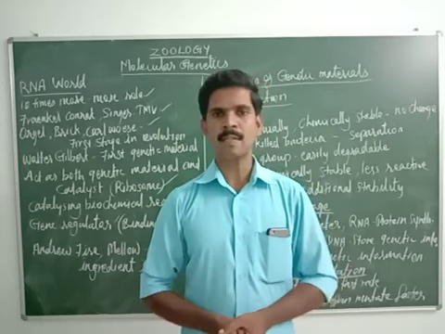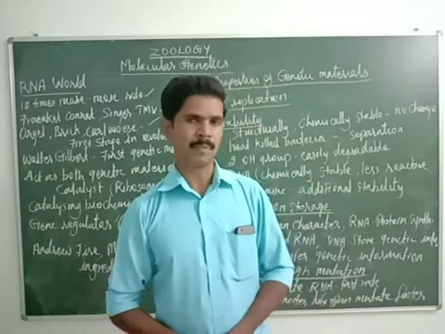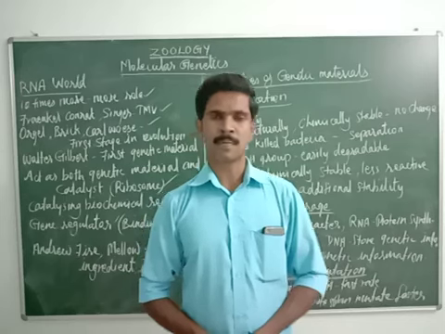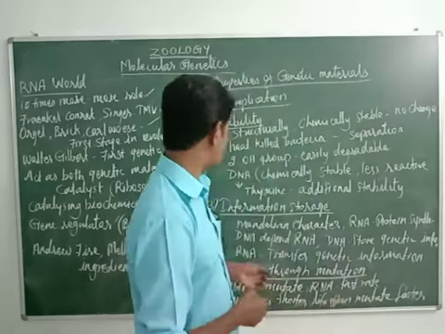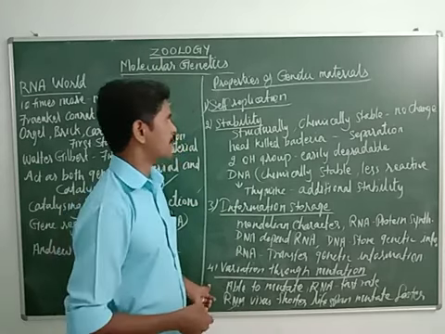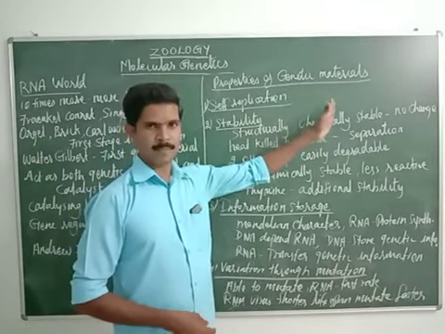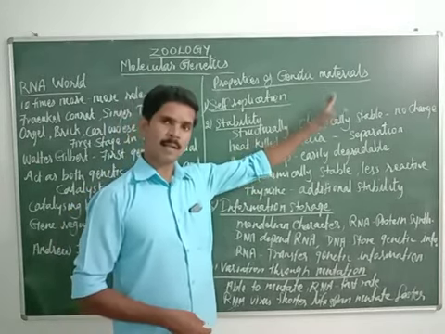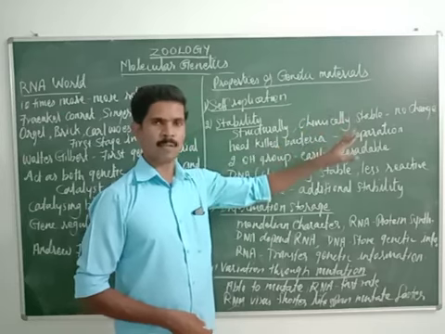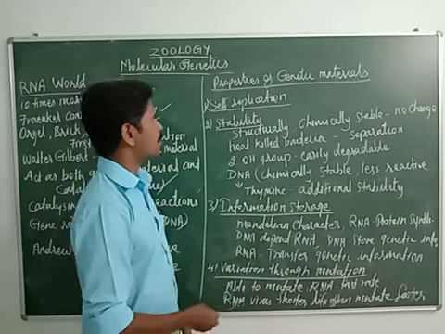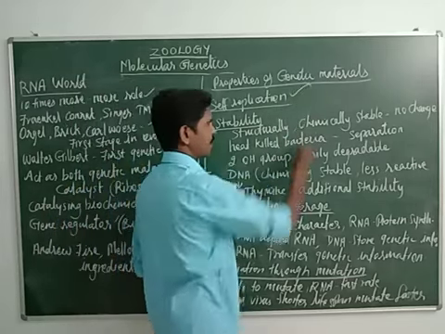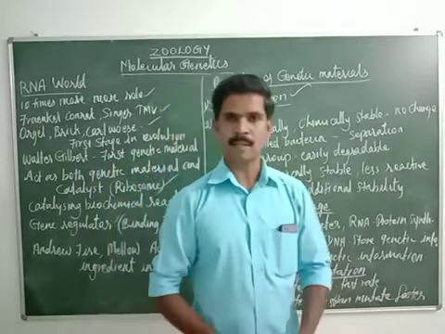But the genetic material should have some important properties. So now we are going to study four important properties of the genetic material. Here, genetic material means RNA and DNA, both are called genetic material. The first property of the genetic material is self-replication.